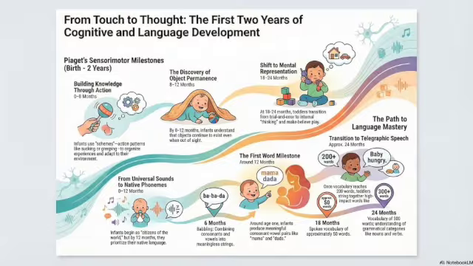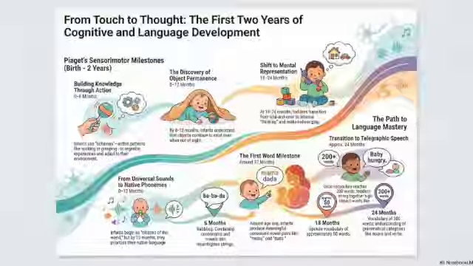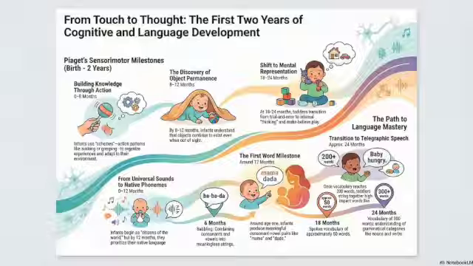Yeah. Piaget shifted the entire field of cognitive development because he operated on a really radical assumption. He said babies are little experimenters. They aren't just absorbing their environment like sponges. They are actively and relentlessly constructing their own reality through direct physical interaction with the world around them.